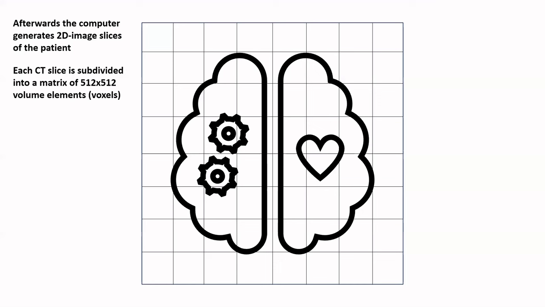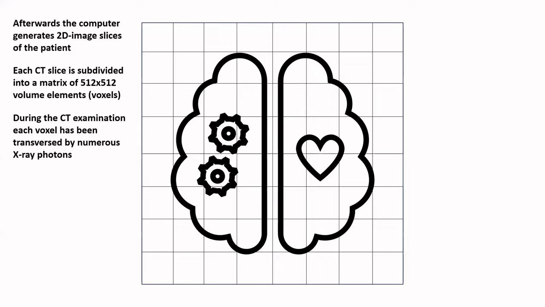How does that happen? Well, each of these slices can be subdivided in a matrix of 512 by 512 volume elements or voxels. Sometimes it's 1024 by 1024, but never mind that. It's not that important now. And during the CT examination, each of these voxels has been traversed by numerous X-ray photons, and these carry a certain energy with them, which can be detected by the detectors located in the ring of the gantry.